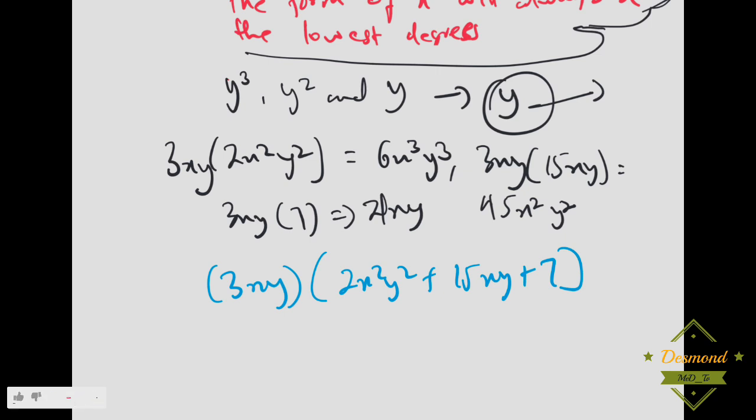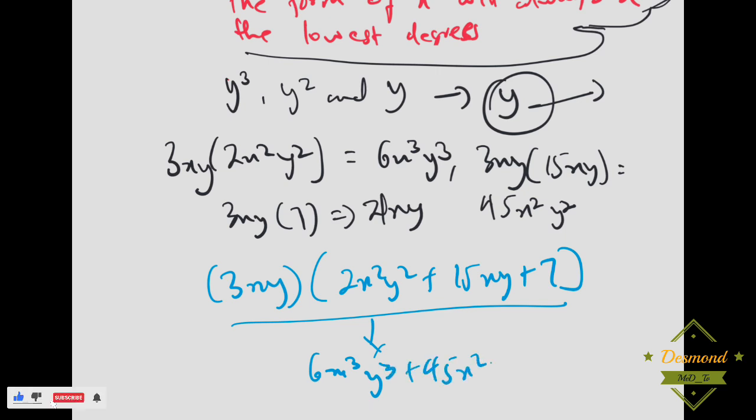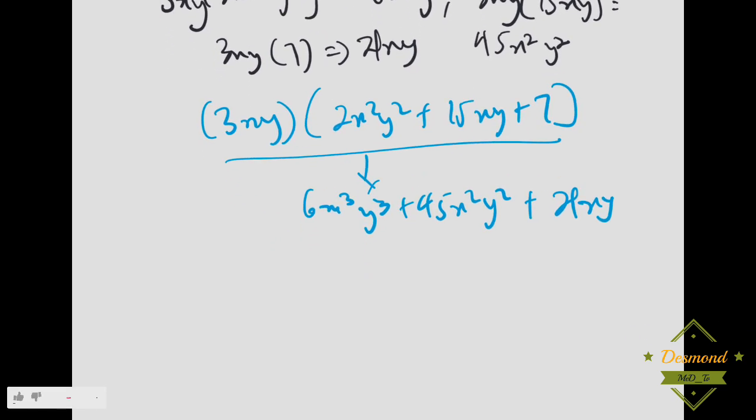After factoring, we can check our work by multiplying, using the distributive property to confirm it, right? So you can also multiply to see if we will get the same result as 6x cubed y cubed plus 45x squared y squared plus 21xy. Just multiply and see if we will get the same thing, right?